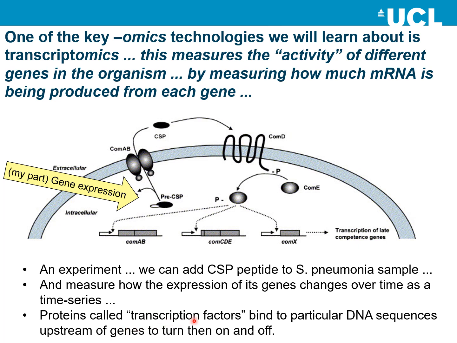Proteins called transcription factors, like COME, bind onto particular DNA sequences upstream of genes to turn them off and on. So you can see that COME, once it's phosphorylated by an activated signaling pathway, binds onto here, here and here and turns on all of these genes.